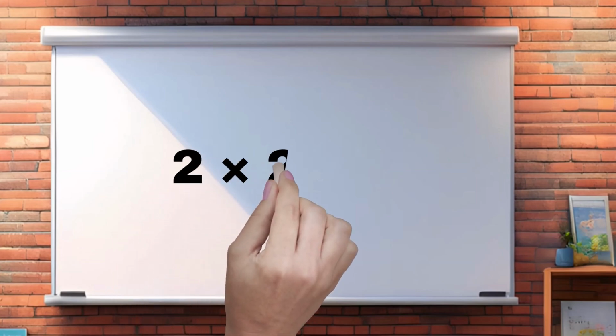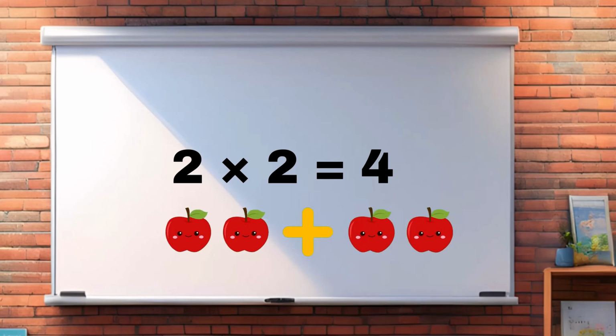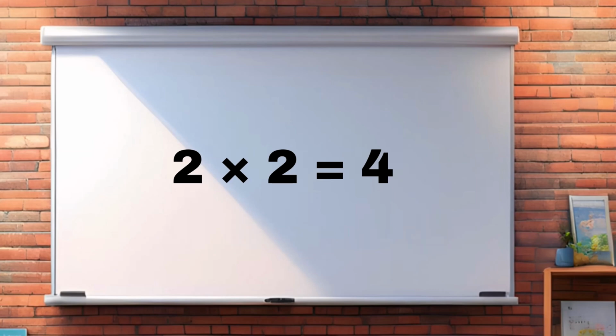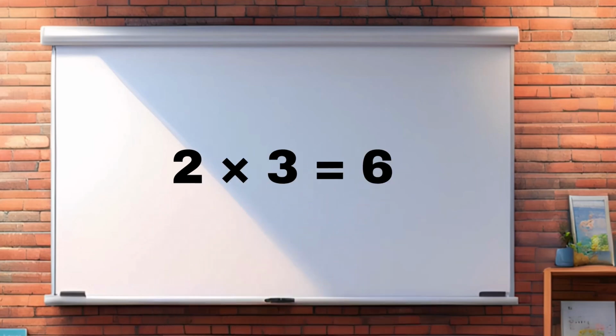Now, let's do the next one. 2 times 2 is 4. Imagine you have 2 apples, and you get 2 more apples. How many apples do you have? 4. Next is 2 times 3, which is 6.